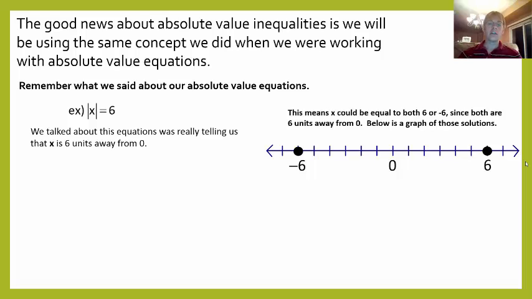So we know that there are two possible solutions here. X could be at 6, or x could be at -6 and be exactly 6 units away from 0. So we have two solutions. We essentially have two equations here: x is equal to 6 and x is equal to -6.